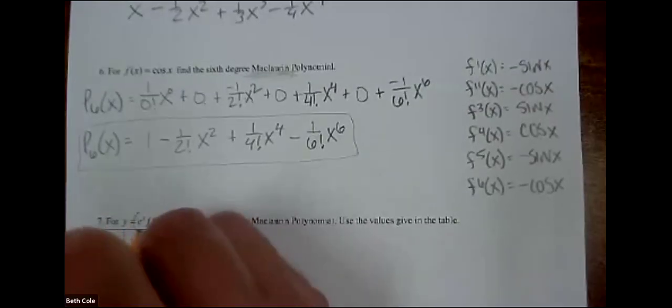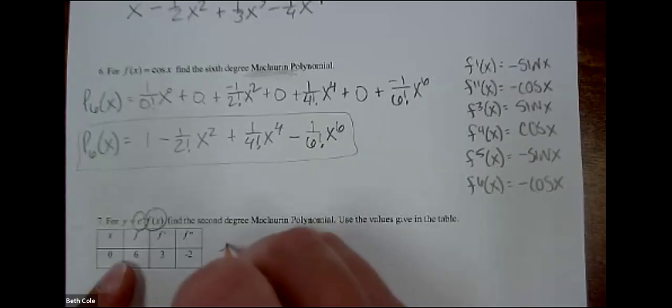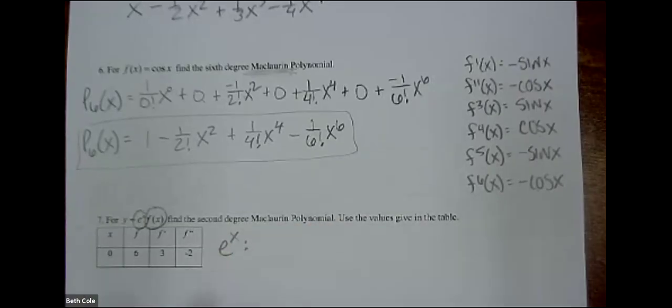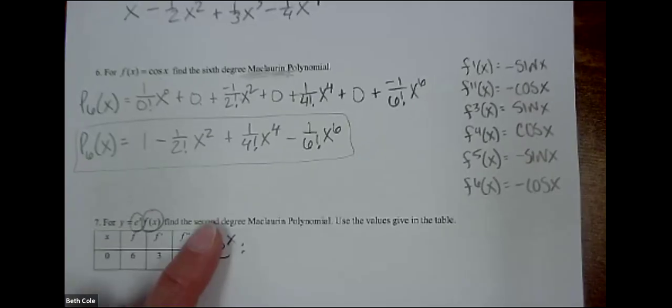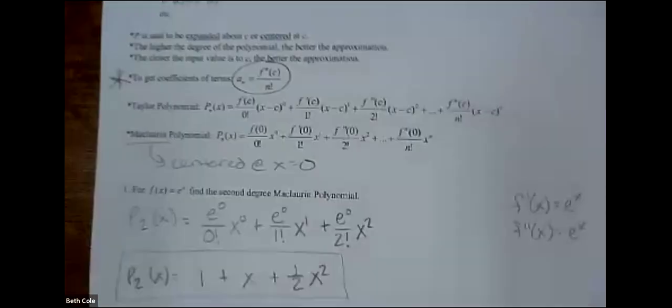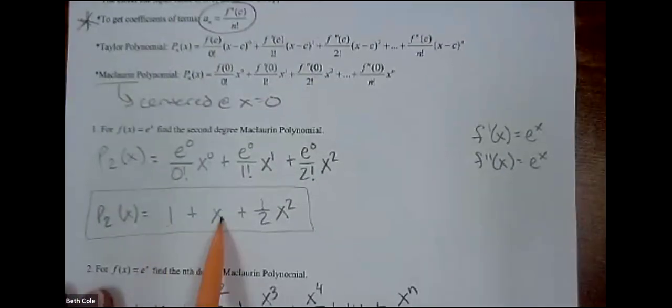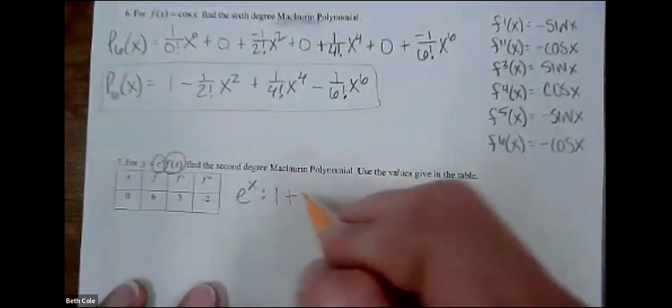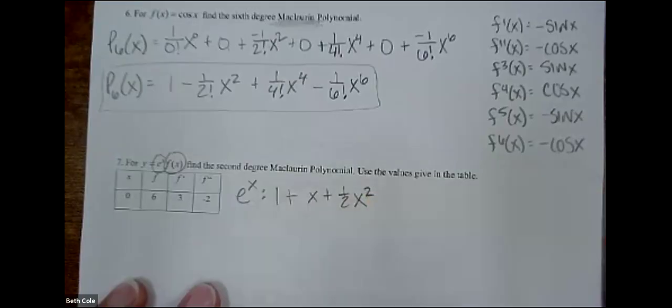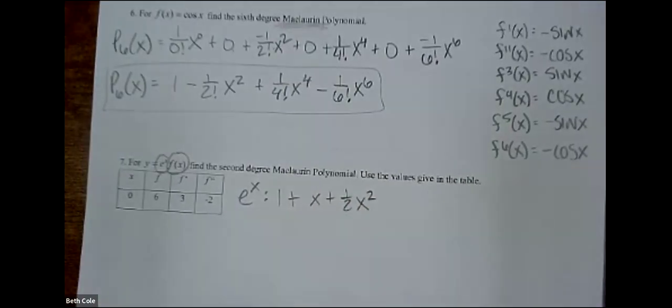All right, so we have e to the x times f of x. For e to the x, we only want to go up through what power here? What degree does it say to go up? 2, second power. We already did that one. It's right here. Do you see? So just copy that over. 1 plus x plus 1/2 x squared. We already did it, so we're not going to do it again.